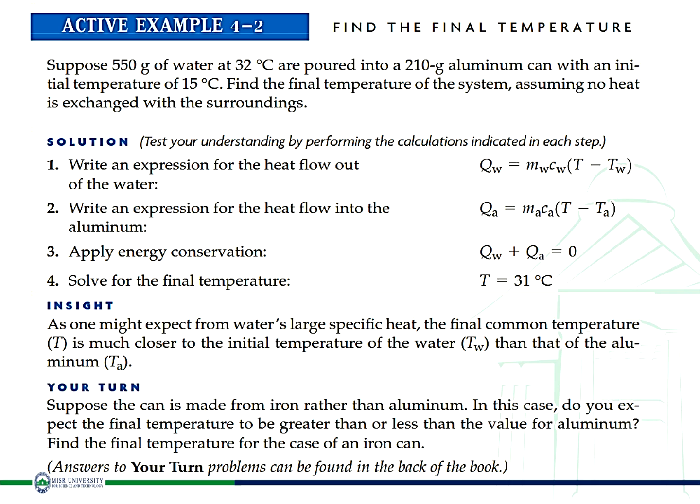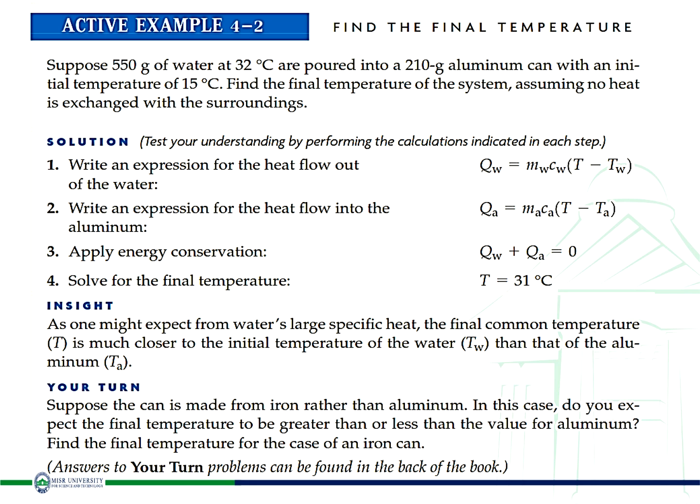If you put your hand in a tub of hot water, you feel the heat, but the temperature of the water itself won't drop dramatically unless you're a really big, cold object. Now, for your turn, suppose the can is made from iron rather than aluminum. In this case, do you expect the final temperature to be greater than or less than the value for aluminum? Find the final temperature for the case of an iron can.